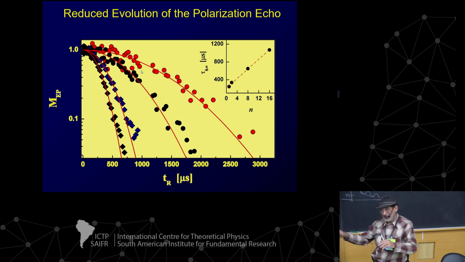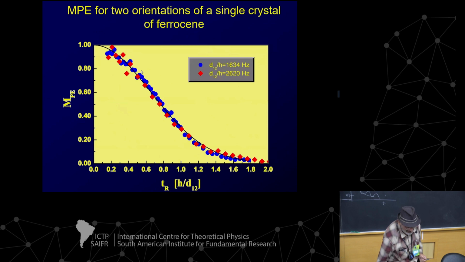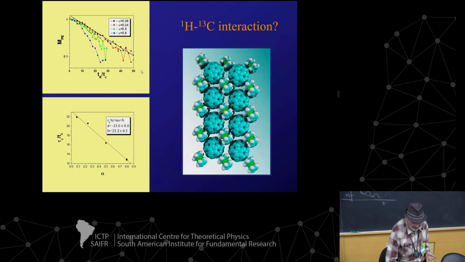That's the difference with an environment and without an environment. That's just the starting thing, but essentially what it gives us again, in a single crystal of ferrocene, is that we see that everything scales.